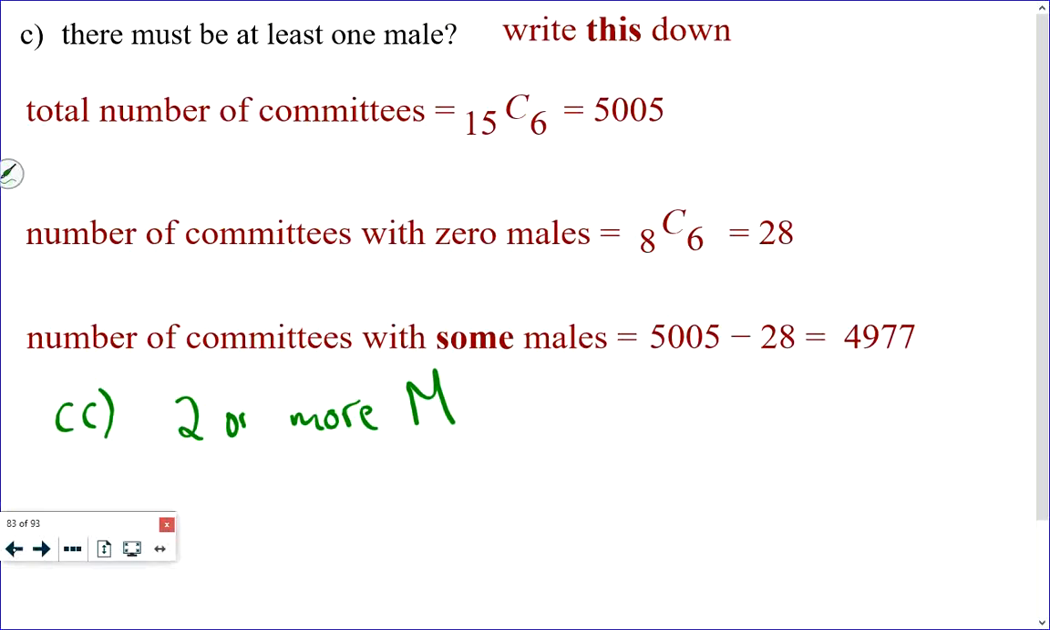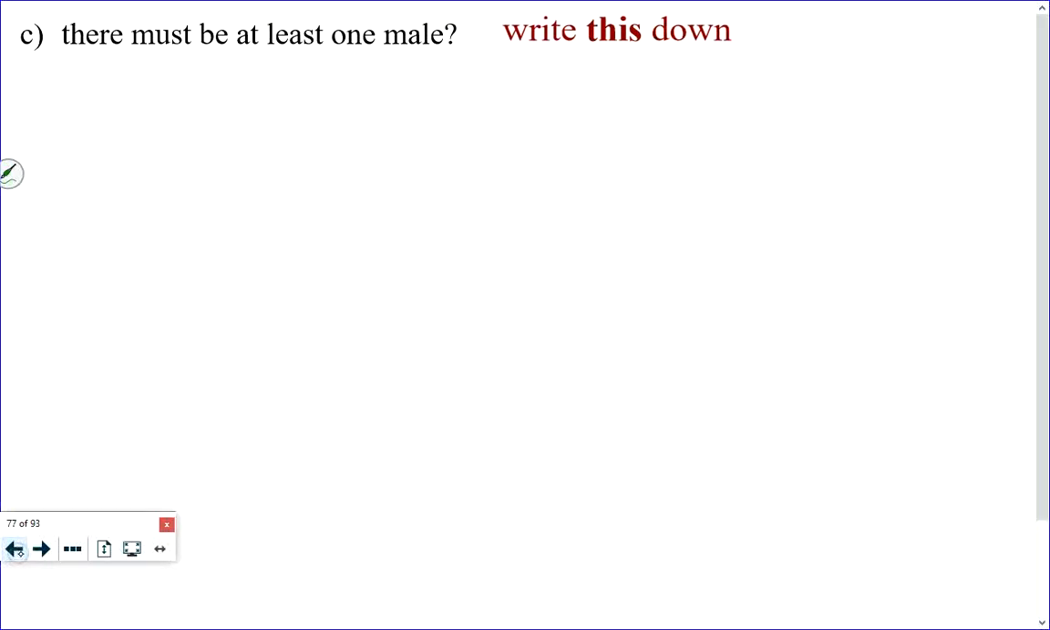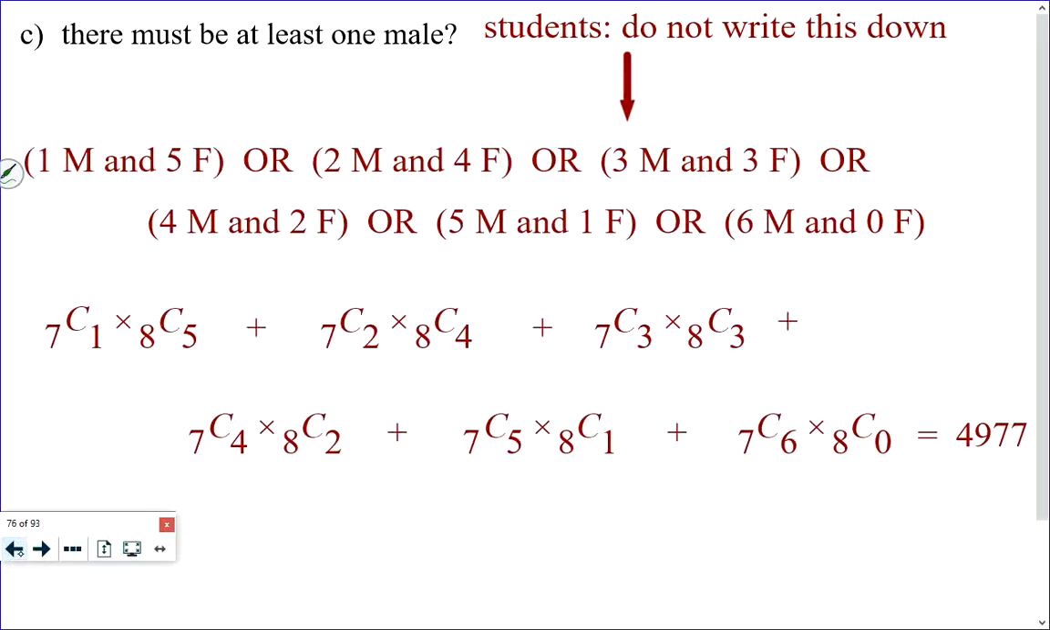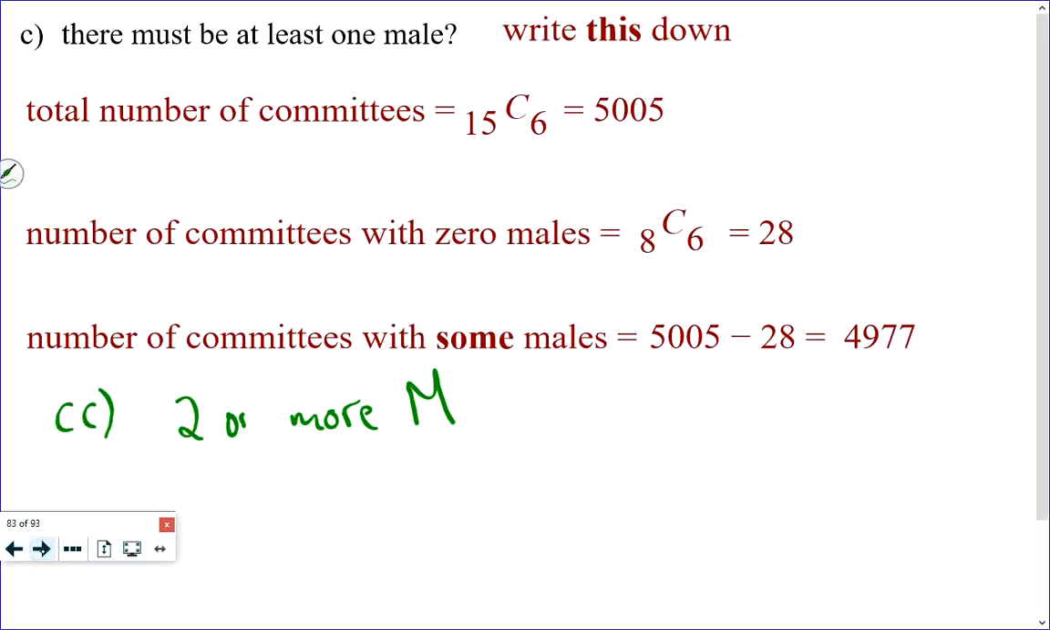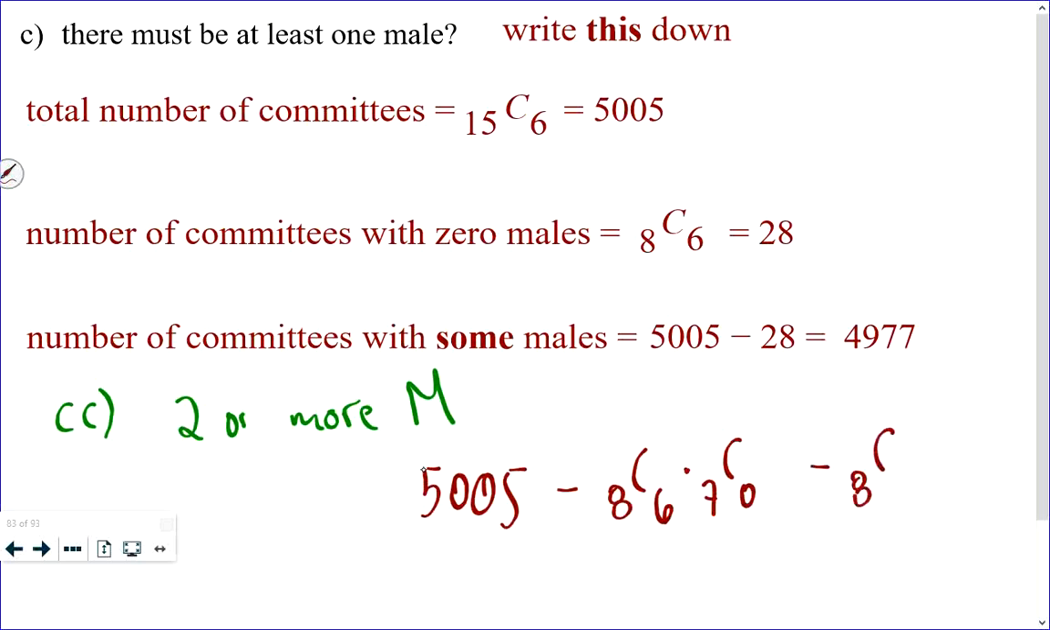Well, we could go back and do all this, but not include this one, right? Or we could take that 5005 and subtract the number of committees with no males and also subtract the number of committees with 1 male.